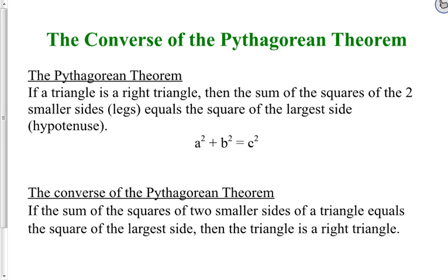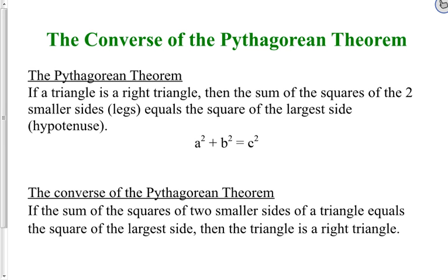Now the converse, remember the converse of a conditional statement is when we switch the if and then parts of the statement. So the converse of the Pythagorean theorem states, if the sum of the squares of two smaller sides of a triangle equals the square of the largest side, then the triangle is a right triangle.